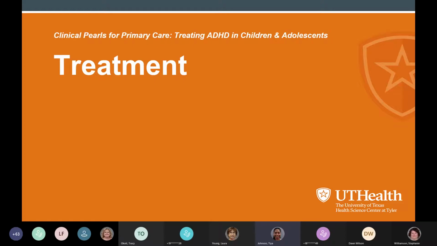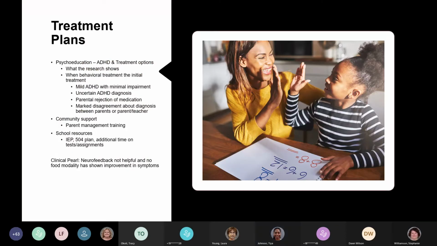Now let's go into treatment options. So with ADHD, you should have a comprehensive treatment plan developed for each of your patients. And it should include psychoeducation about ADHD and your different treatment options, medication and non-pharmacological treatment options. Research has shown that pharmacological intervention is more effective than behavioral treatment alone. However, behavioral treatment can be the initial treatment in the following circumstances.